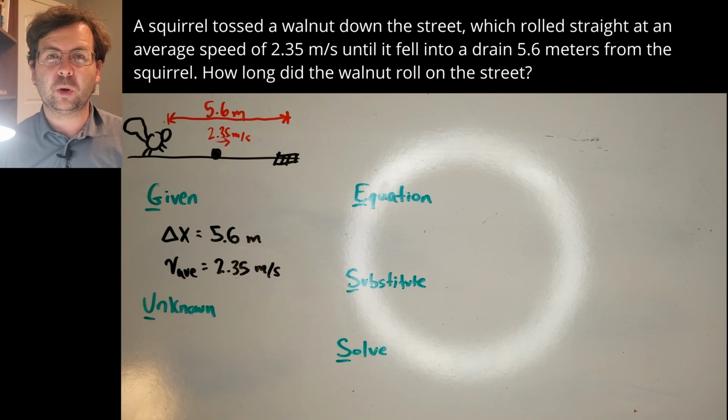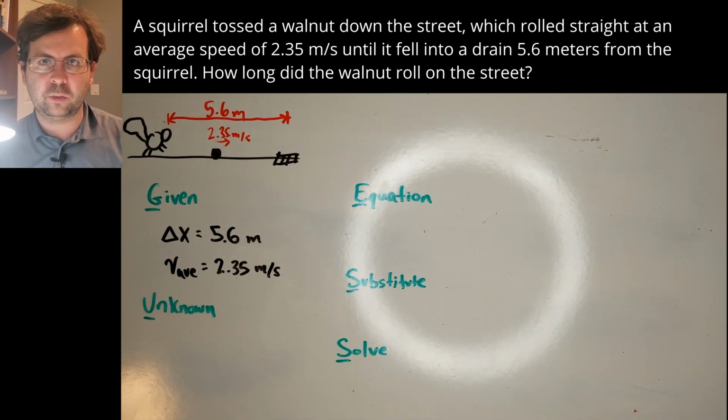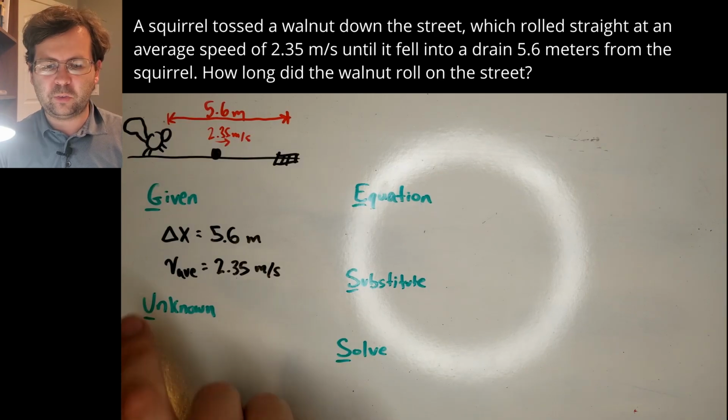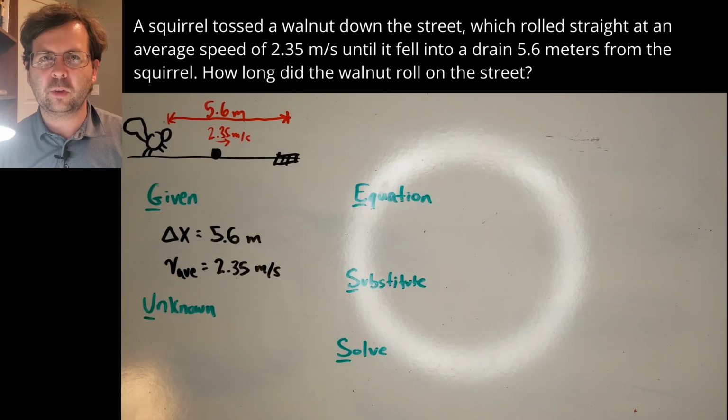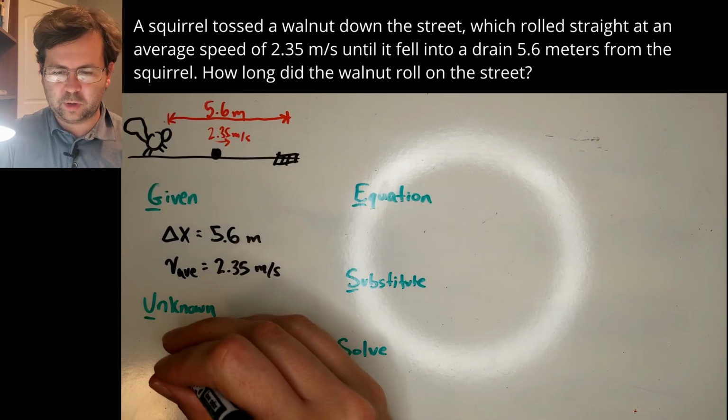So let's look back at the question to see what our desired unknown quantity is here. It says, how long did the walnut roll on the street? When you read that, you might be tempted to think how long means a distance, because we're thinking length, right? So a long distance means a distance, where delta x is our unknown quantity. Well, that's not the case here because we already know delta x. In this case, how long means how much time is passing. So the unknown quantity is time.